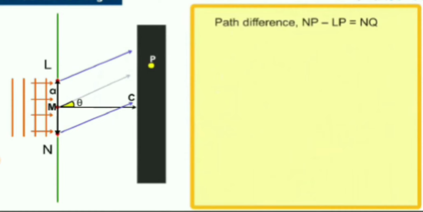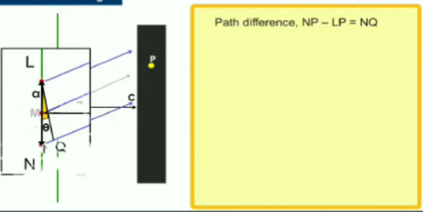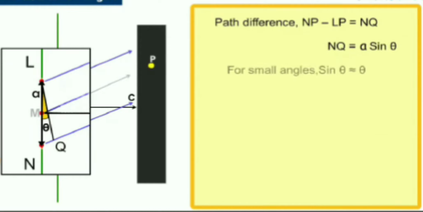The path difference between these rays, NP minus LP, is equal to NQ. From triangle LNQ, NQ is equal to A sine theta. But for small angles of theta, sine theta is approximately equal to theta. Therefore, the path difference is equal to A theta.